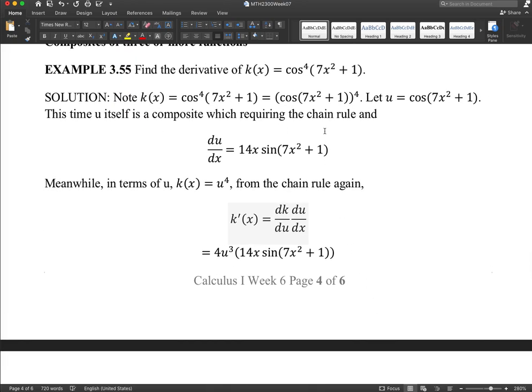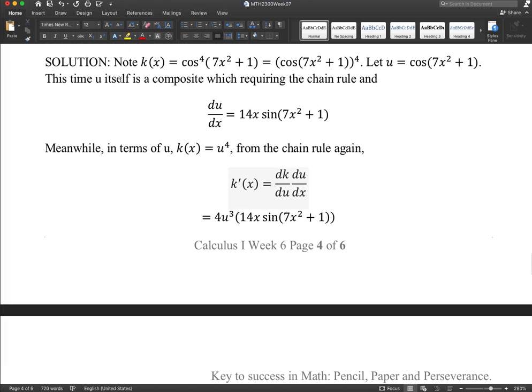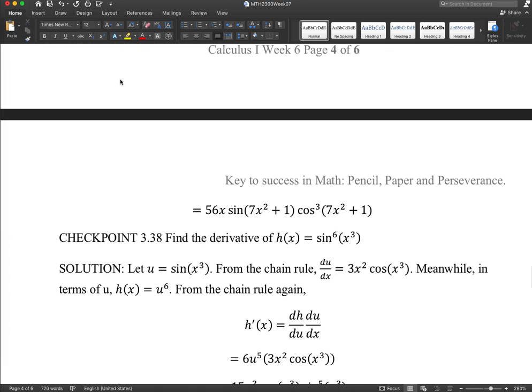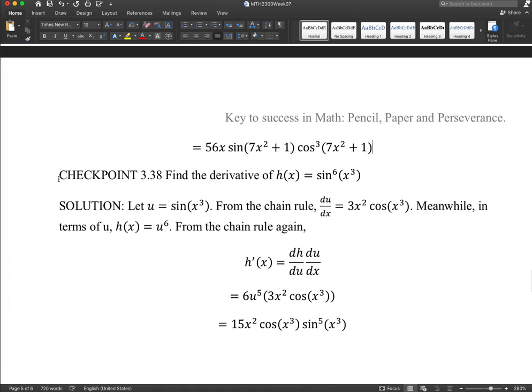I'm seeing the function is very much complicated. It is the composite of three functions, so it does require the chain rule 2 times. It's in the textbook, example 3.55. Let's take a quick look at another, similar example.